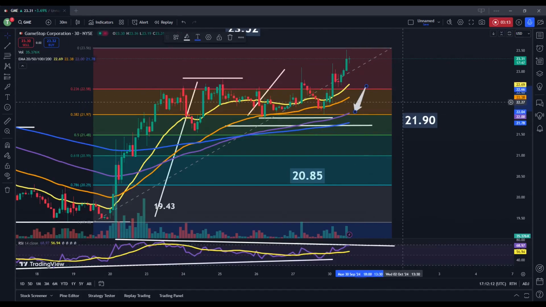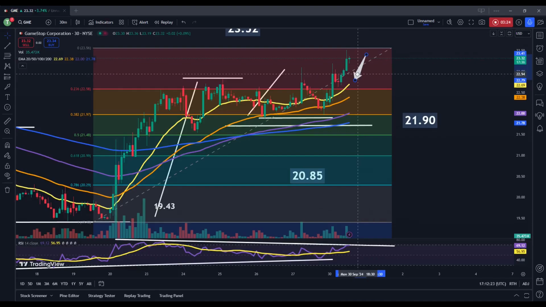So specifically what I would be looking at first would be this orange zone here, which is the 38.2% Fibonacci retracement. If we do see share prices start to move lower here, you can initially look toward this yellow line here, which is the 20 period EMA, as a potential zone of support.